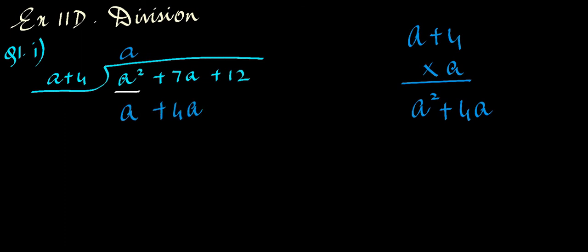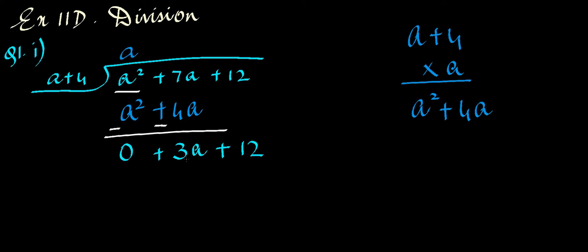Now here I will do my subtraction like in the long division. And if you remember your algebraic expressions vertical subtraction, here we need to change the signs. When we change the signs, what do we have? A square minus a square will give me 0, and 7a minus 4a will give me 3a. This is a positive number, sign of the greater number, so positive. I bring down my next term, that is 12.